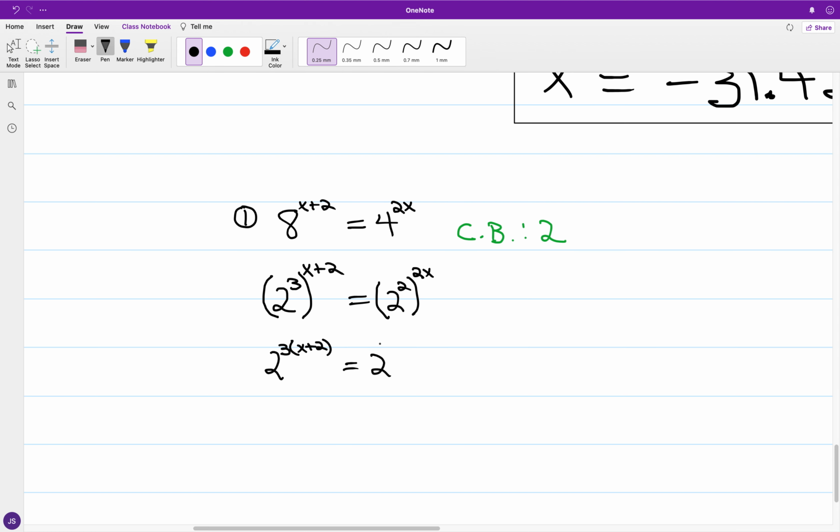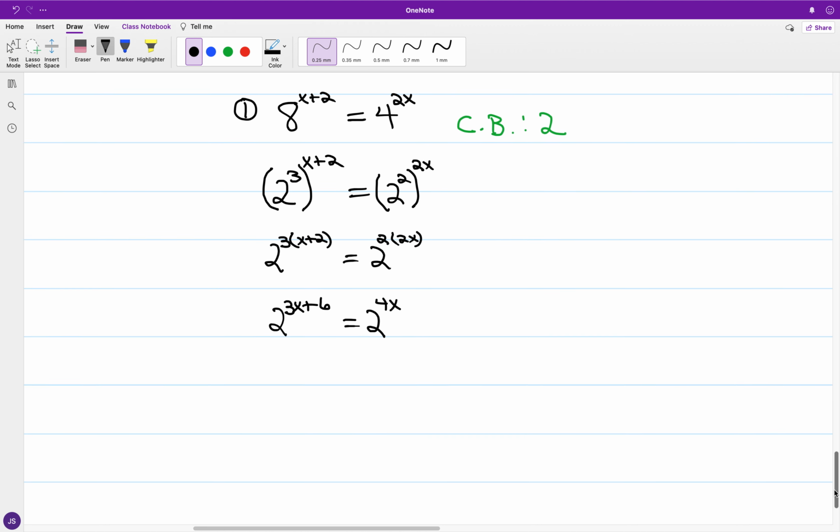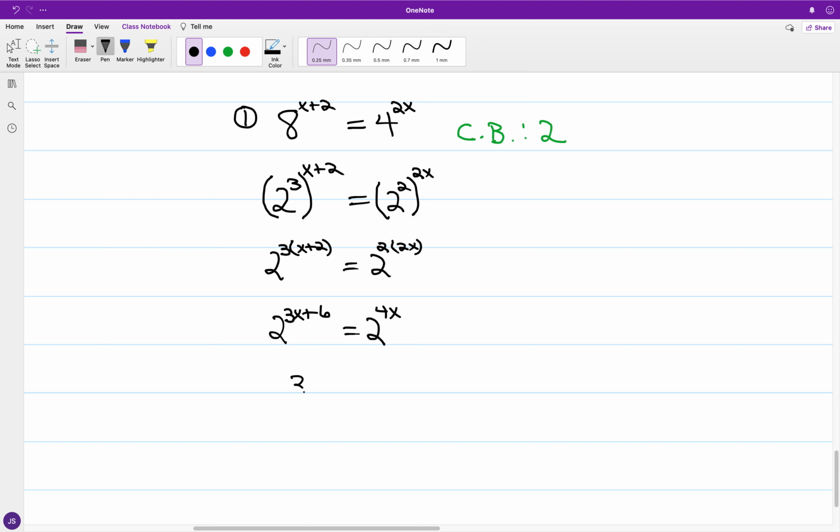And with the power property of exponents, for 2 cubed raised to the x plus 2, I have 2 to the 3 times all of x plus 2. So this is going to be 2 to the 3x plus 6, and we have is equal to 2 raised to the 4x. Now we have single base 2 terms on both sides. So 3x plus 6 is equal to 4x.